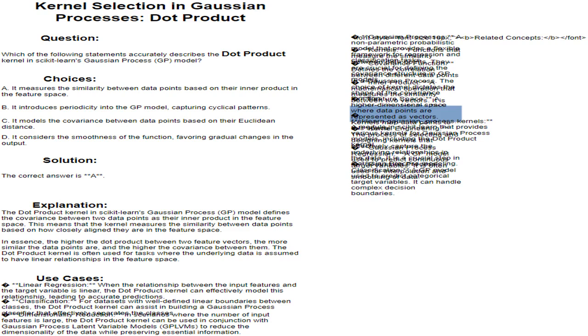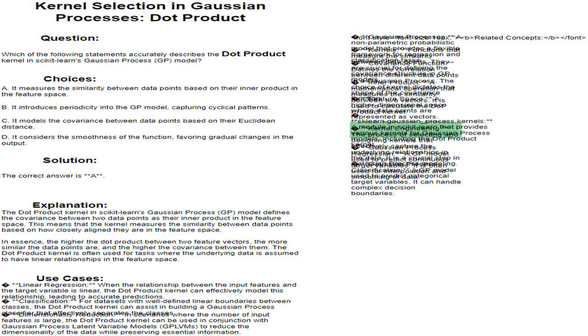Feature space. A higher dimensional space where data points are represented as vectors. Kernels map data points to this space, for example, mapping text documents to a feature space based on the presence or absence of specific words.